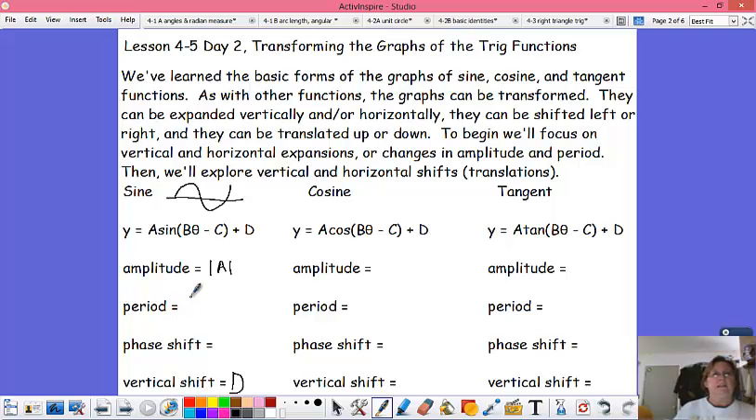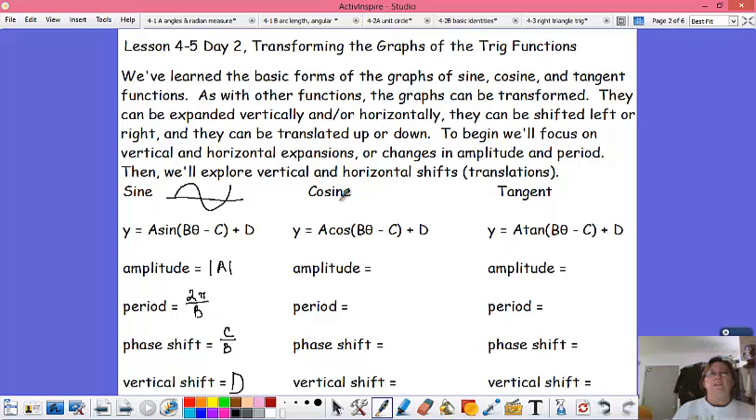The period for sine is 2 pi if nobody's messed with the rule. But if they've messed with the rule, it's 2 pi divided by b. So 2 pi divided by that multiplier. Notice that that's inside the parenthesis. Phase shift is left to right translation, and the C is the letter that's associated with that. The amount of the phase shift, though, is C divided by B.